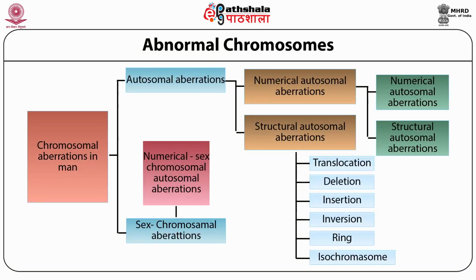This figure is depicting different types of chromosomal aberration in men. Basically, it can be divided into two categories: aberrations which are found in autosomal chromosomes and aberrations which are found in the sex chromosomes. The autosomal aberrations can be further segmented into numerical autosomal aberration and structural autosomal aberration. The numerical autosomal aberration consists of aneuploidy and polyploidy, whereas structural autosomal aberration consists of translocation, deletion, insertion, inversion, ring aberration and isochromosome. Whereas the sex chromosomal aberration includes numerical sex chromosomal aberrations.